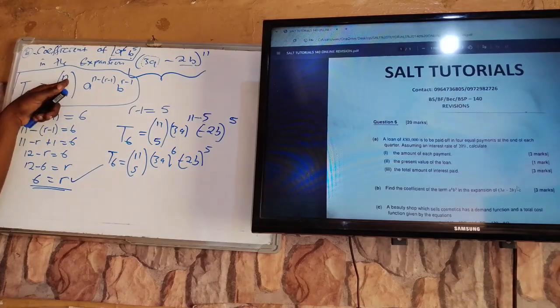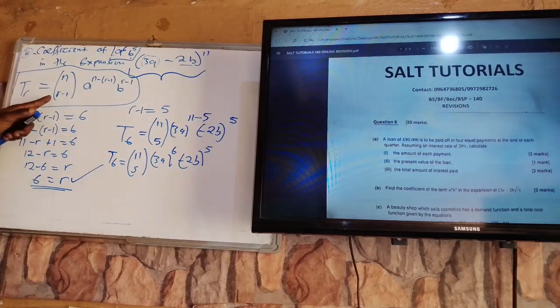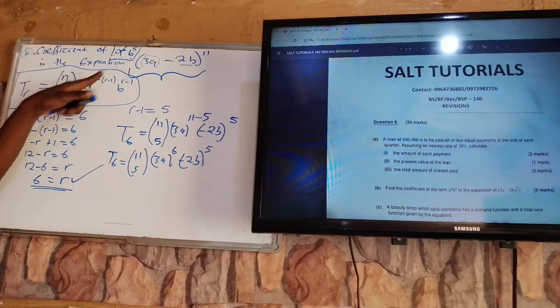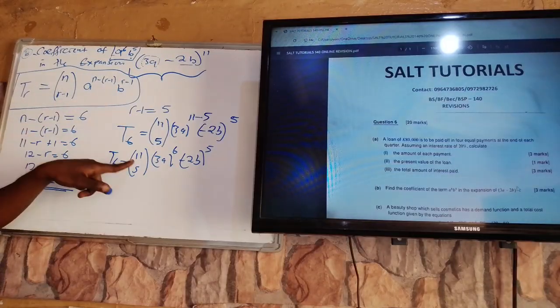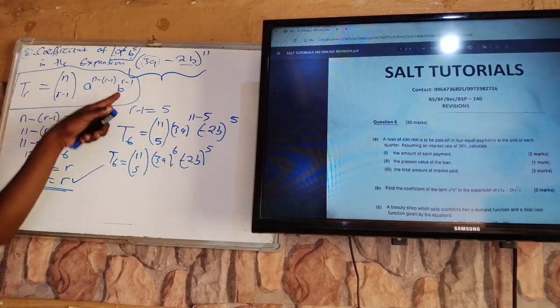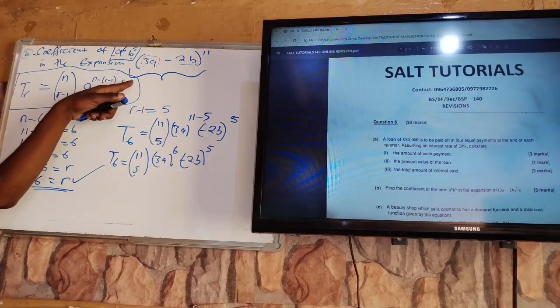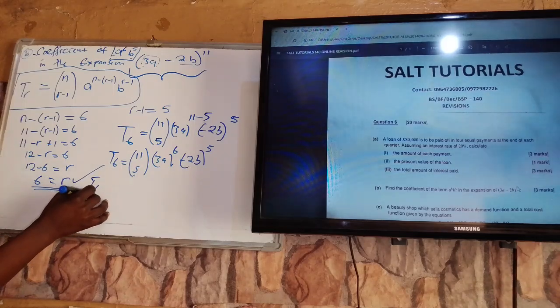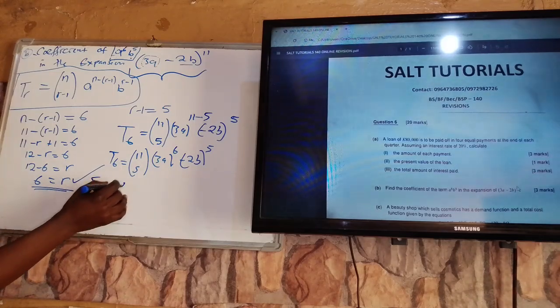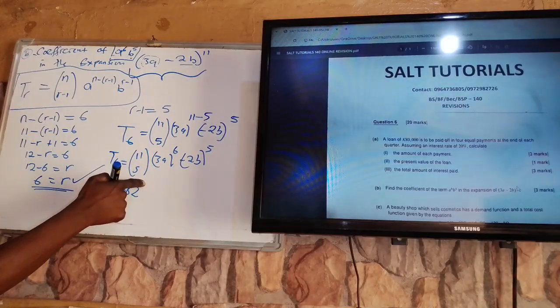Replacing everything in the formula, n is 11, r is now 6, 6 minus 1 is 5, a is 3a power 11, which is the n, minus 5, which gives 6, negative 2b power 6 minus 1, which is 5. Now we can expand and solve. You ask yourself, what is 11 combination 5? I'm going to have T6 equal to 462, that is 11 combination 5.